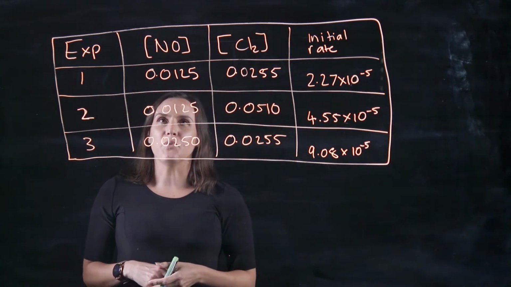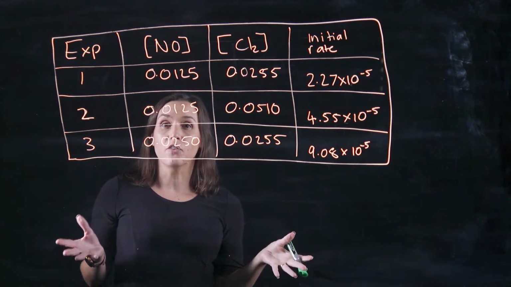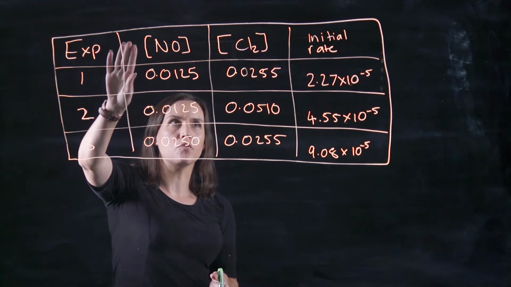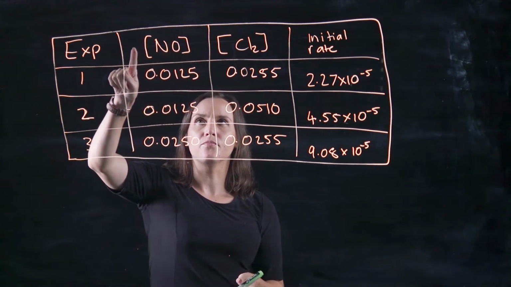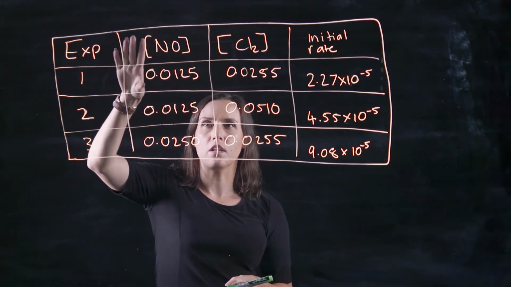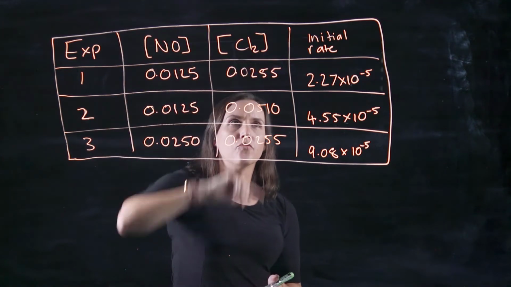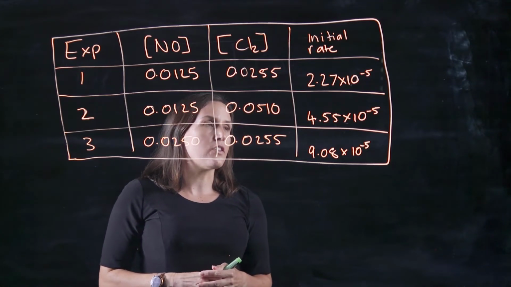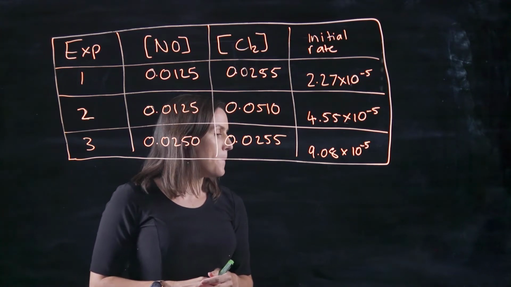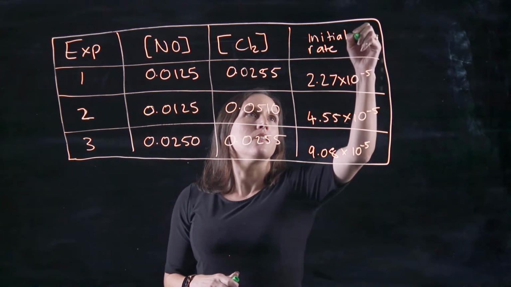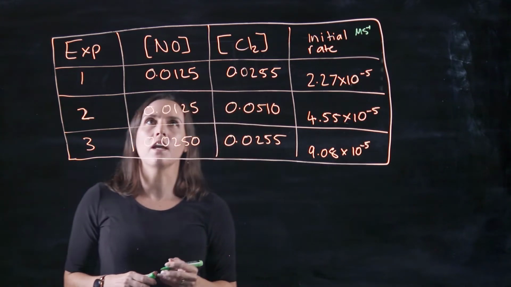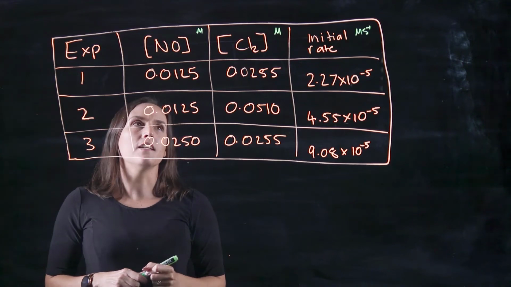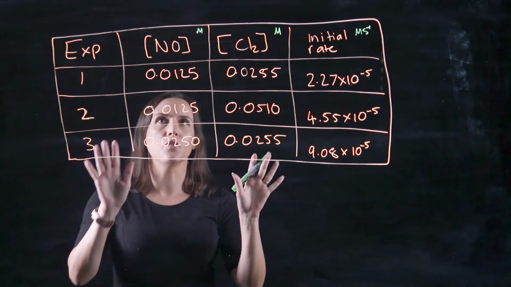Okay, so with this example here, we want to determine the overall rate law using the concentration of the initial NO and Cl2, so these will be in moles per litre, and the initial rate of those reactions. The units for the rates are moles per second, and these are in molar, big M, so moles per litre. Now, what we want to do is look at NO first.